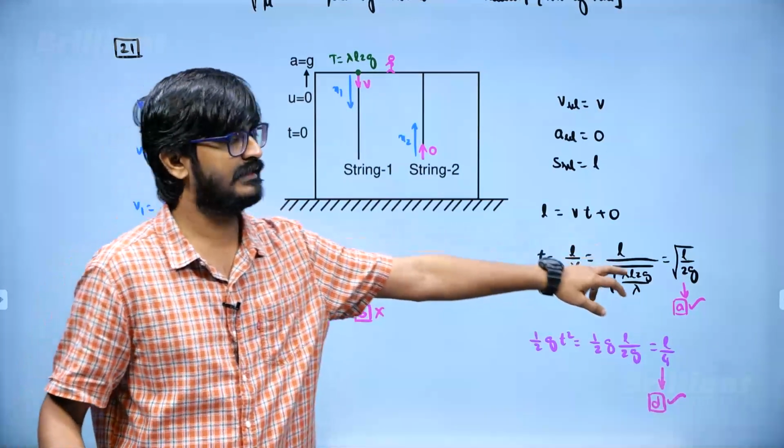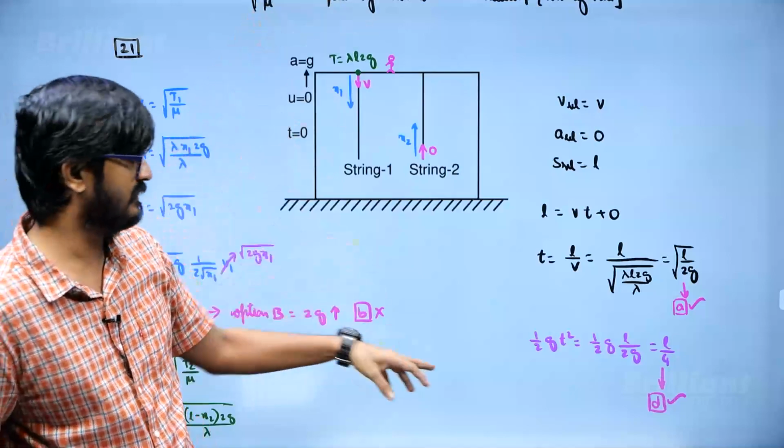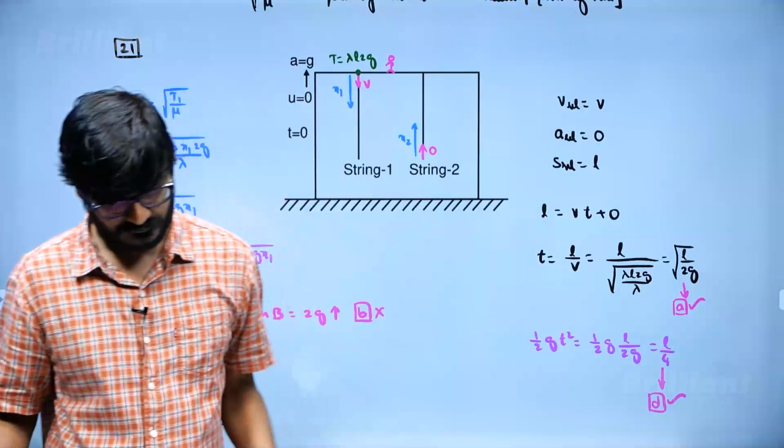Now in that time, how much distance will the lift travel? Half a into T squared, right? So that will give you option D.